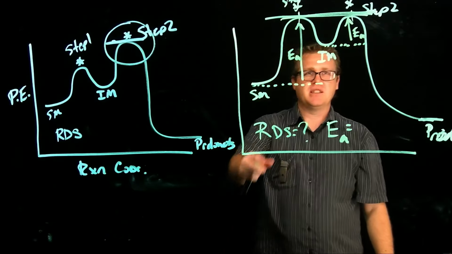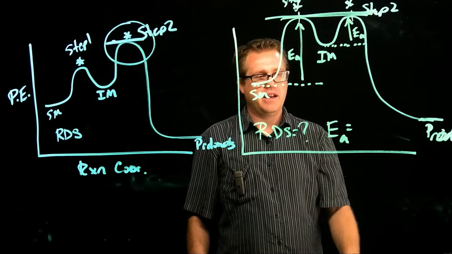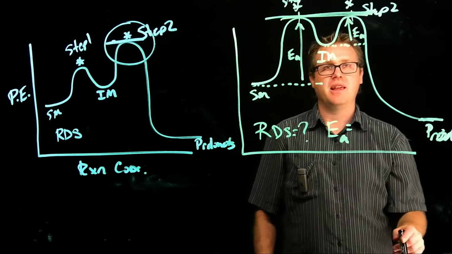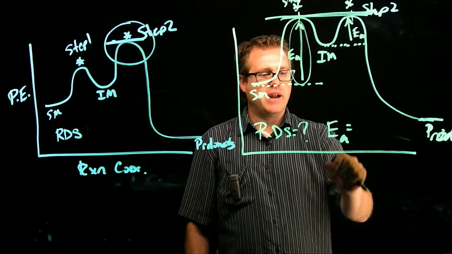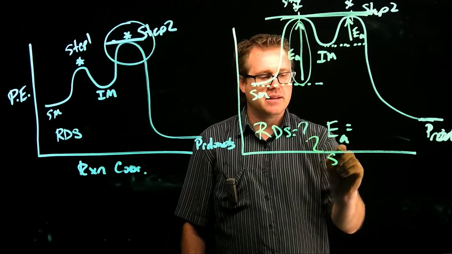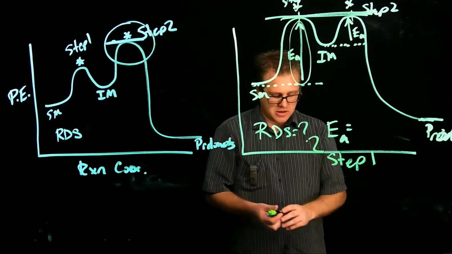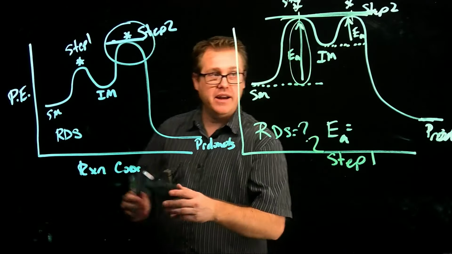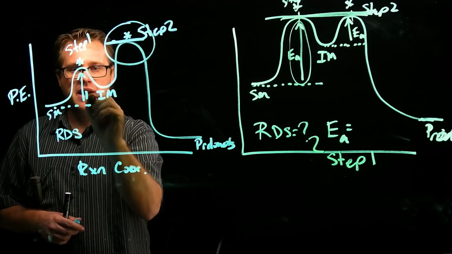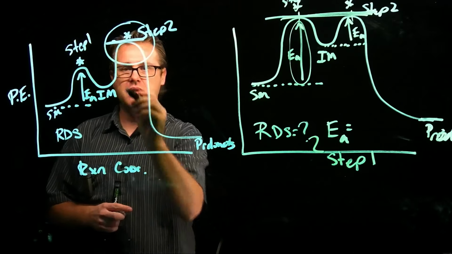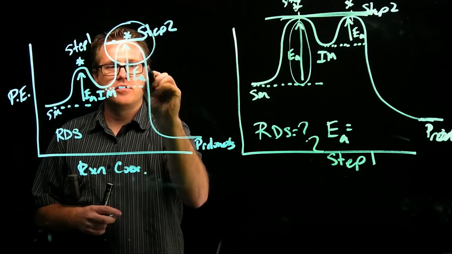So when you have a situation like this, what is the rate determining step? It's the one with the largest energy of activation. So the rate determining step would be step 1. So that's another thing that you could draw over here on this diagram, is that you have energy of activation as well right there, and that distance right there.